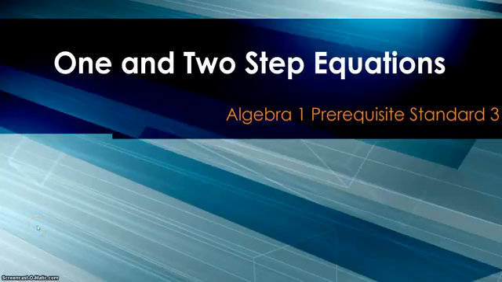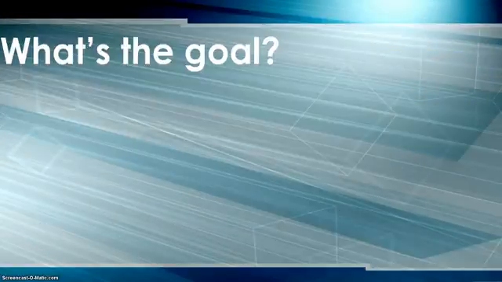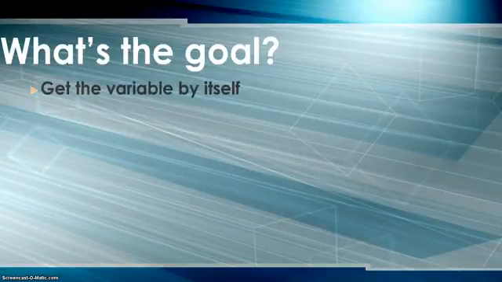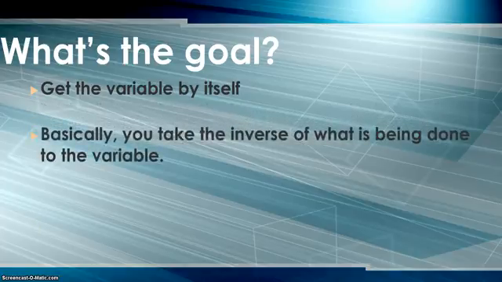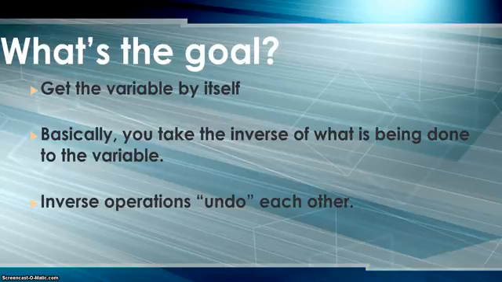Now we're going to work on solving 1 and 2-step equations. This is the Algebra 1 prerequisite for Standard 3. So what's the goal here? Well, the goal is to get the variable by itself. Basically, you take the inverse of what is being done to the variable. Inverse operations undo each other.